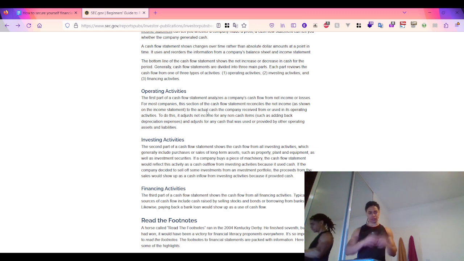And the way to do that is, first, it reconciles the net income with the total amount of non-cash items. So items that affect the income statement but that don't involve any cash. For example, you have amortization or depreciation, as well as stock-based compensation, right? So that kind of thing.